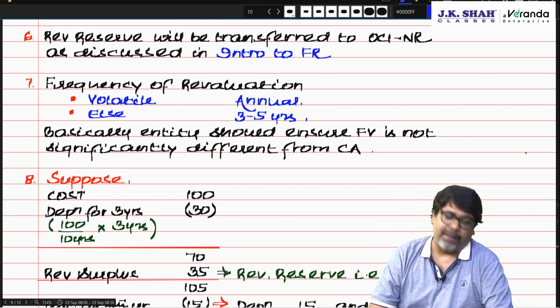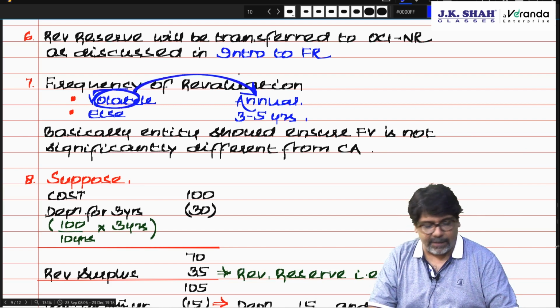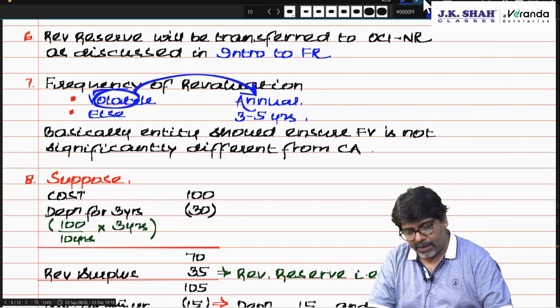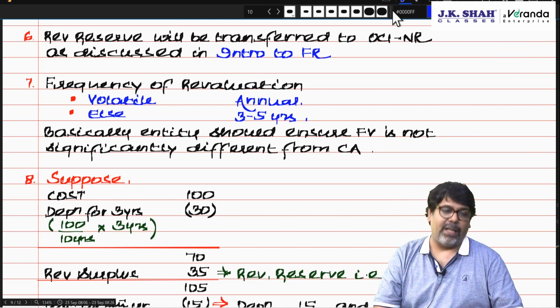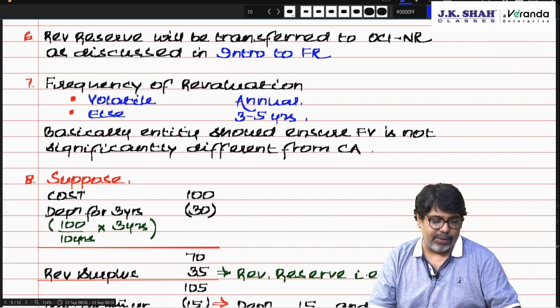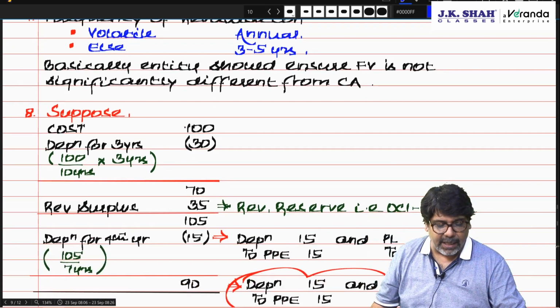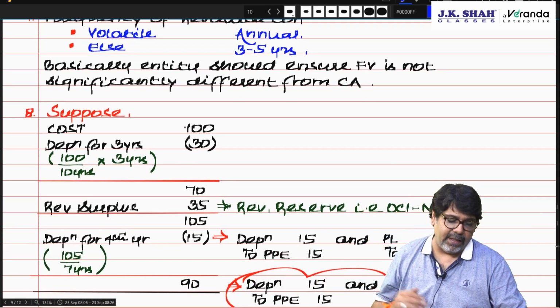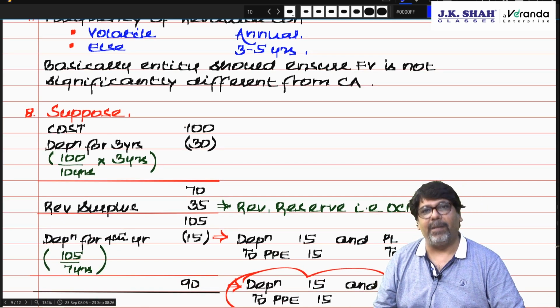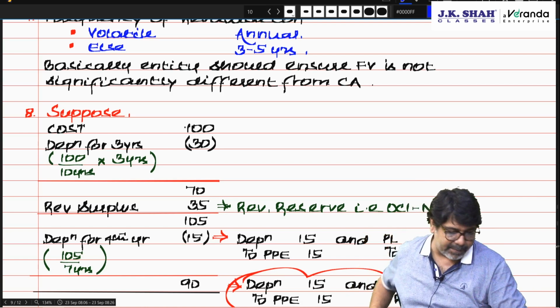When to do revaluation? If the asset is volatile, then you should do revaluation annually. If the asset is non-volatile, you should do revaluation every 3 to 5 years. Basically, the entity should ensure fair value is not significantly different from carrying amount. You should try to maintain that the fair value and the carrying amount are almost the same.